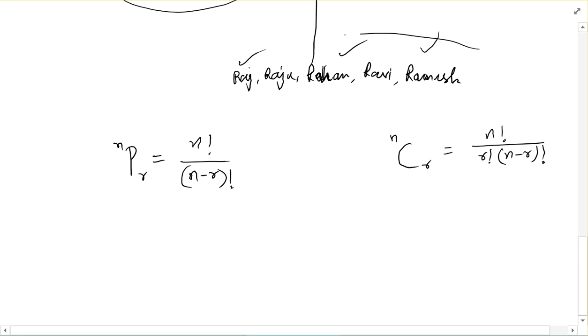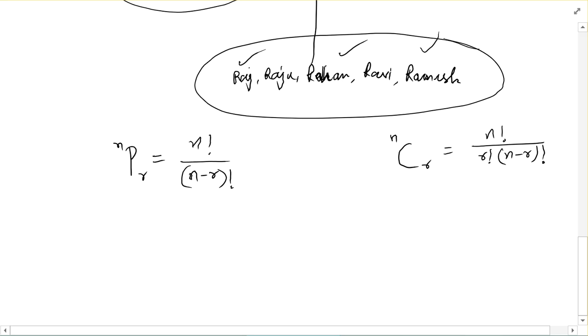For example, in this case I had to select 3 people out of 5 people, so it will be 5P3. And in case of selection, I had to select 3 people out of 5 people, so 5C3. r things out of n things. If I have to select or arrange r people out of n people, or r things out of n things, then I will be using this formula.